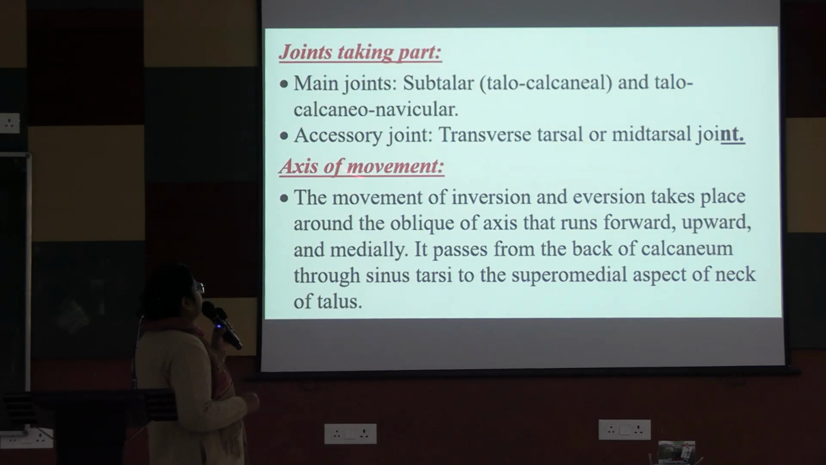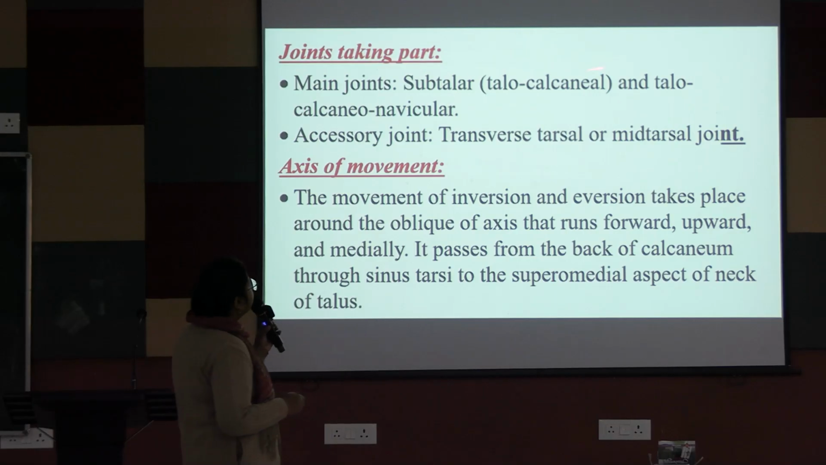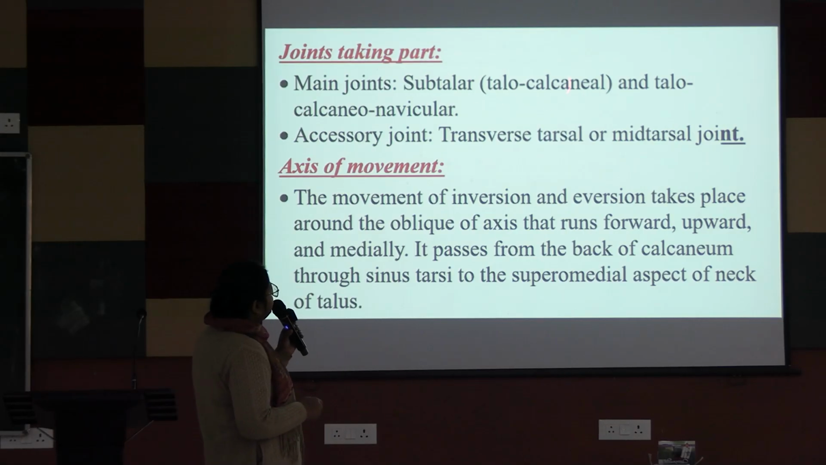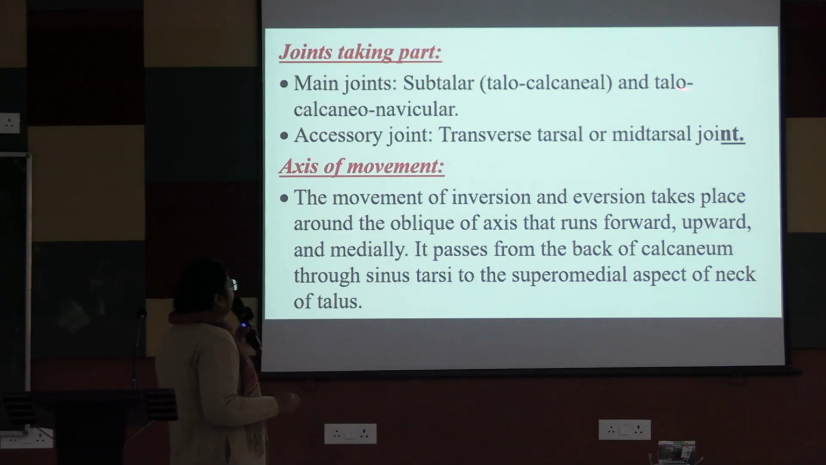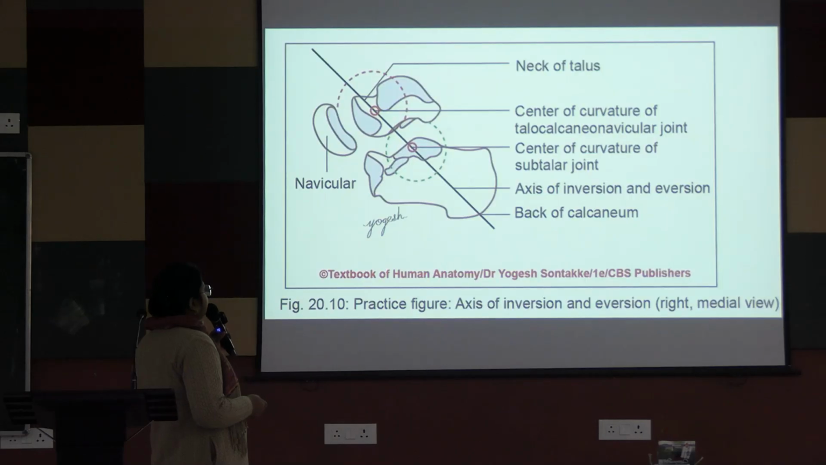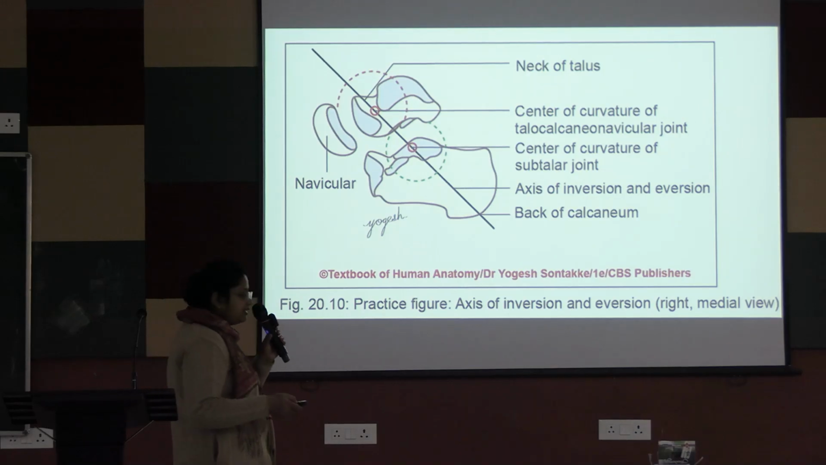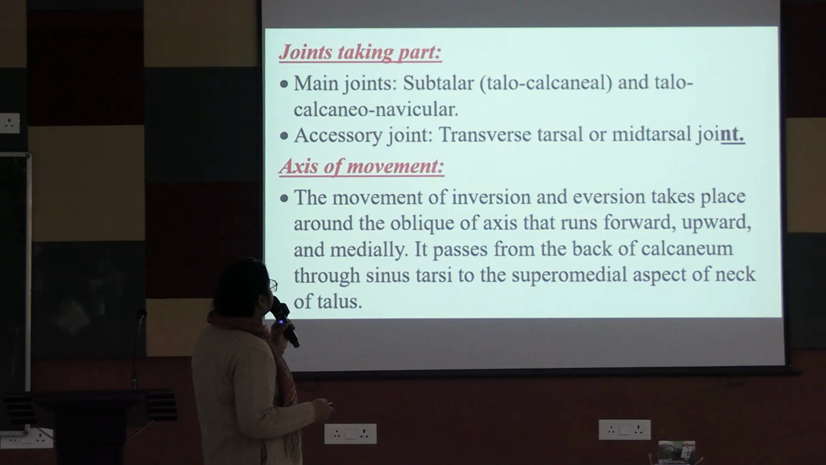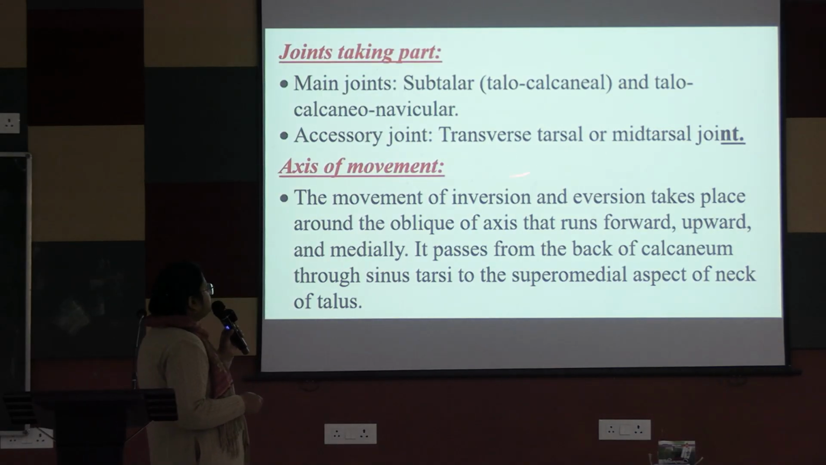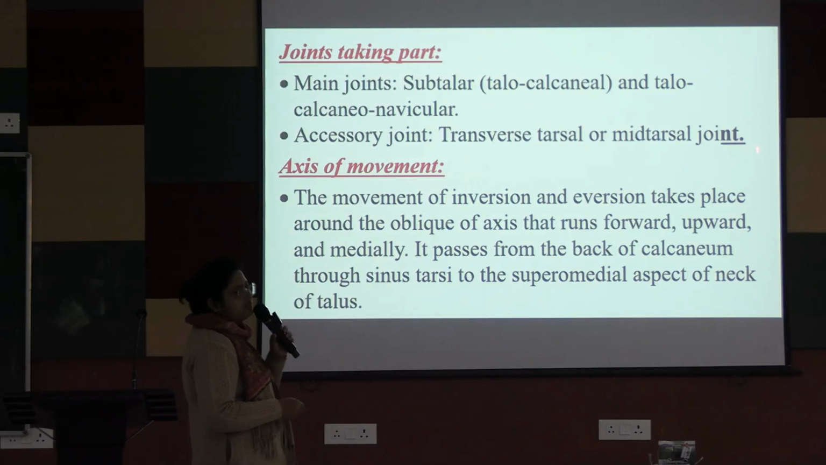So joints taking part in inversion, eversion are the subtalar joint, that is the talocalcaneal joint, and the talocalcaneonavicular joint. So this is the subtalar joint and here is the talocalcaneonavicular joint. These two joints are taking part in inversion and eversion. An accessory joint is the transverse tarsal or mid-tarsal joint.